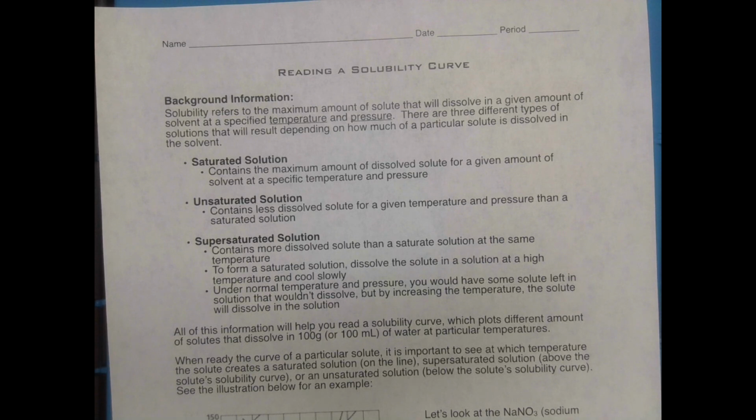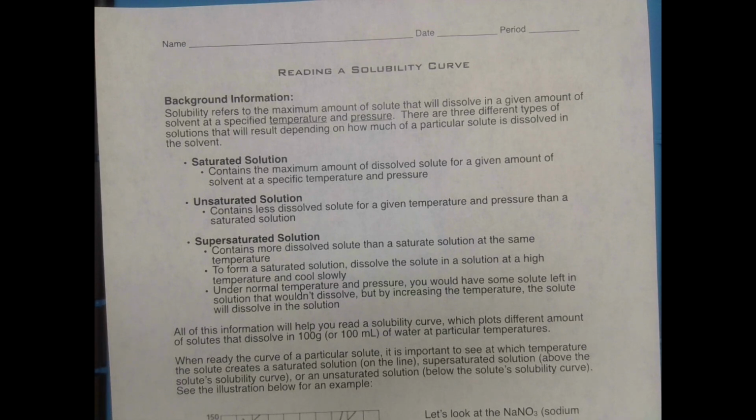So, solubility refers to the maximum amount of solute that can be dissolved in a given amount of solvent at a specified temperature and pressure. There are three different types of solutions that can result depending on how much a particular solute is dissolved in the solvent.